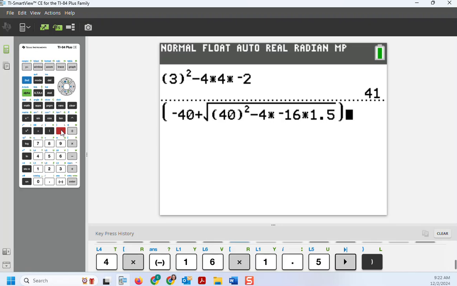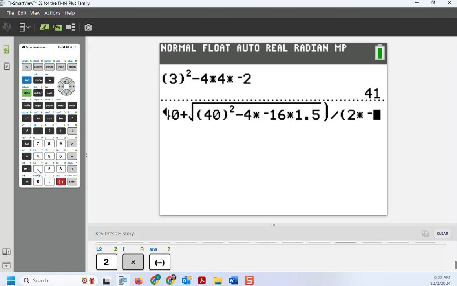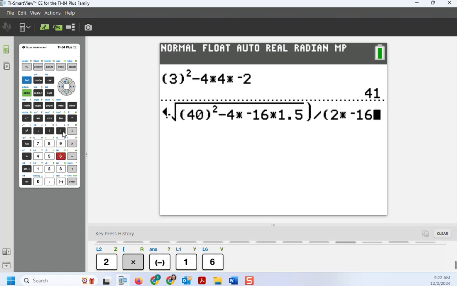Now we're not done, but I want to pause there for a second to make sure you got that. Parentheses, negative 40 plus the square root of 40 squared minus 4 times negative 16 times 1.5. Use the right arrow to get out of the square root and then close your parentheses. Is there anybody who needs help with the typing? All right, now for the fraction bar, just divide. That's your fraction bar. And then we need parentheses around 2 times negative 16, and then close your parentheses. So I'm going to enter that.